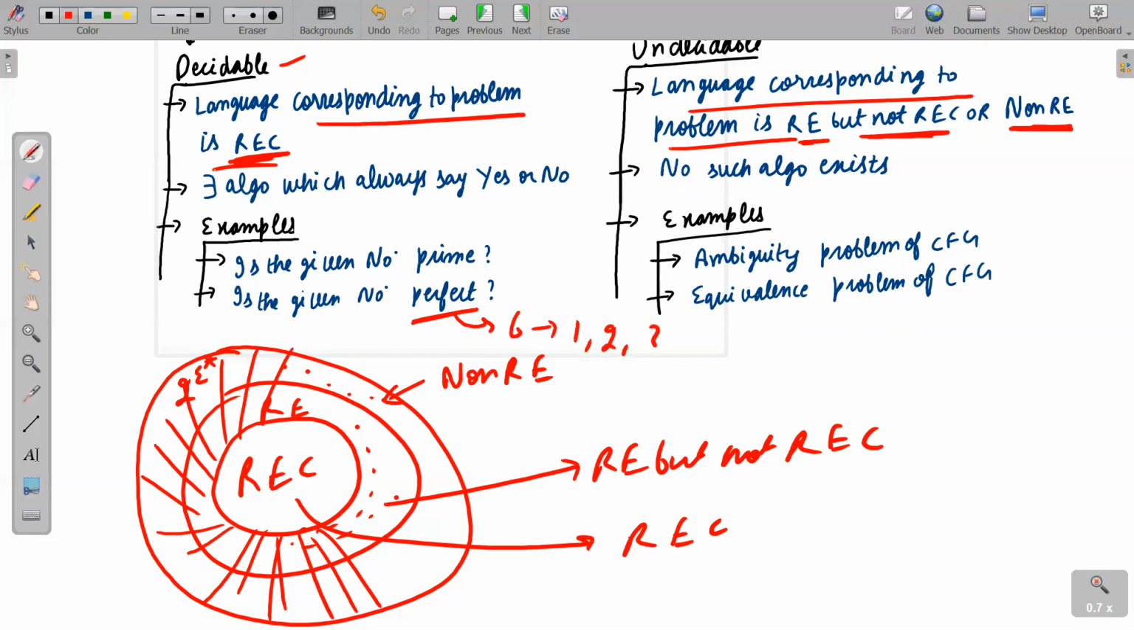1, 2, and 3. These are the factors less than 6. Positive factors less than 6 are 1, 2, and 3. Sum them up, you will get 6. This is a perfect number. So obviously, you can check it out.